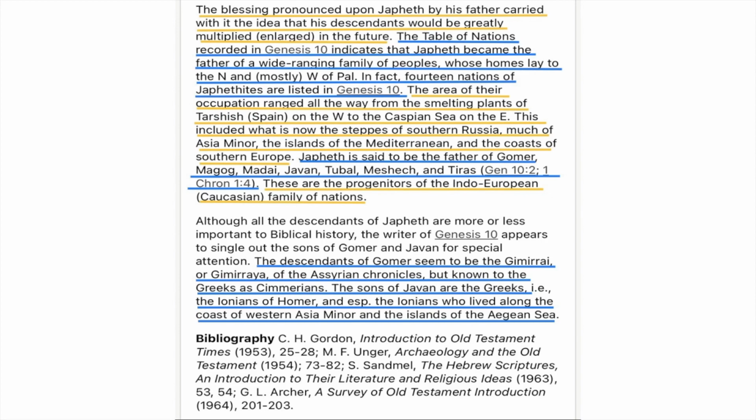Japheth is said to be the father of Gomer, Magog, Madai, Javan, Tubal, Meshech, and Tiras, Genesis chapter 10 verse 2 and 1 Chronicles chapter 1 verse 4. These are the progenitors of the Indo-European Caucasian family of nations. So Japheth is associated with Indo-Europeans and Caucasian peoples.